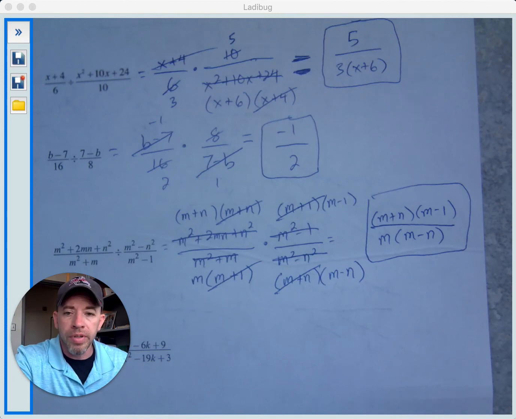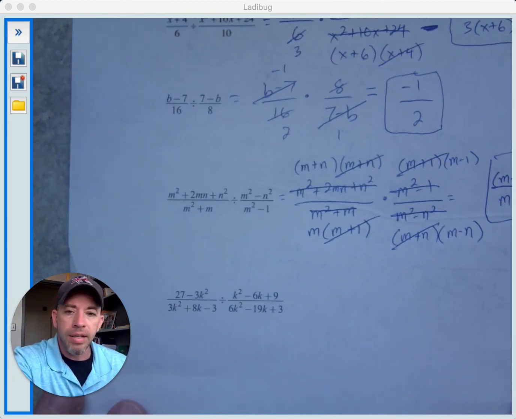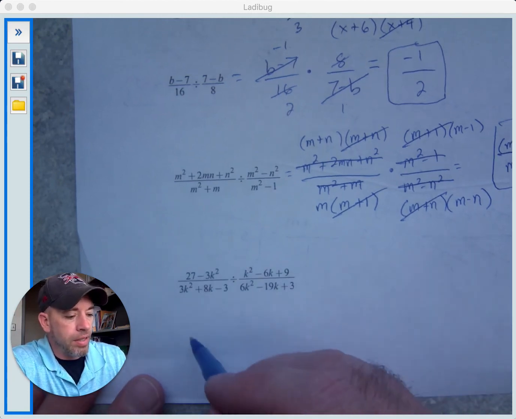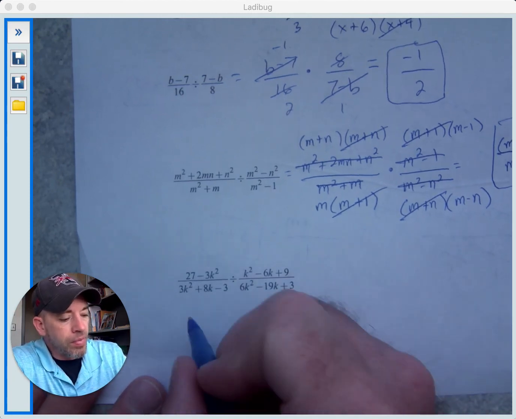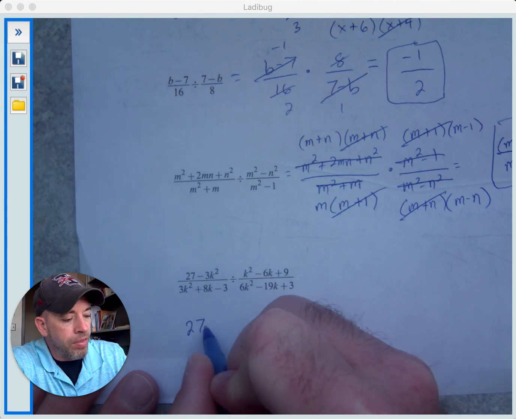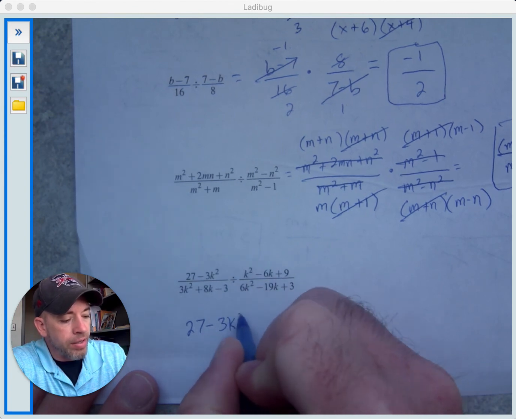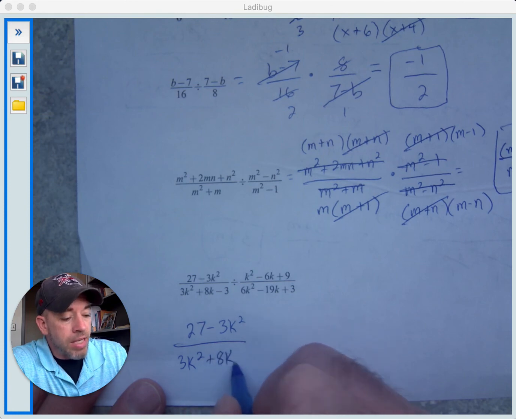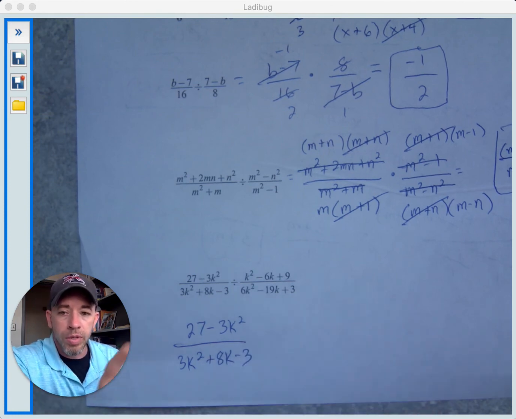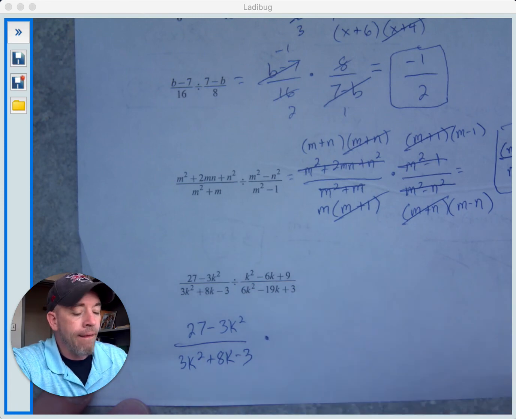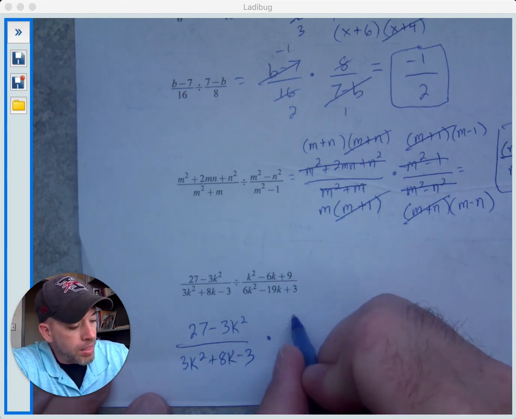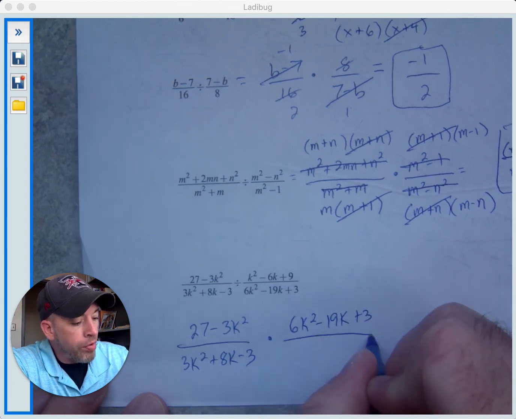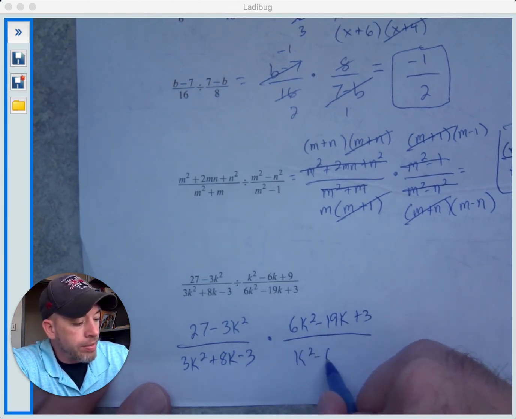Oh, we have one more of these, and yeah, it's probably an ugly one. Yeah, lots of stuff going on here. I'm going to rewrite it, and maybe I'll rewrite it down below here. Keep the first one, right? 27 minus 3k squared over 3k squared plus 8k minus 3. Switch division to multiplication. Flip the second one. 6k squared minus 19k plus 3 over, let's see, k squared minus 6k plus 9.